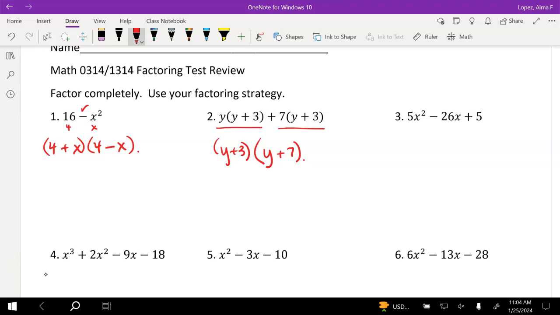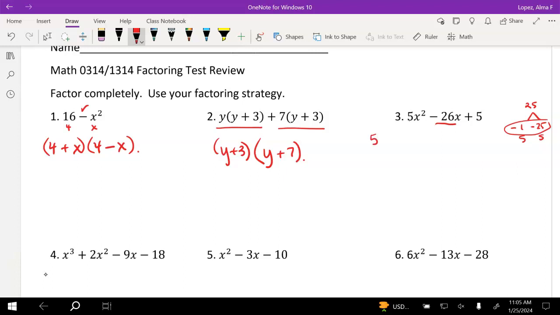The next one is a type 2 trinomial. I noticed they don't have anything in common that I can factor. It's a type 2 because it does have a 5 out in front of our squared term. So I'm going to multiply the 5 and the 5 together, which is 25. Factors of 25 are 1 and 25, and 5 and 5. If I'm trying to make them add up to a negative 26, I'm going to make the 1 and the 25 both negative. They add up to be negative 26, but they still multiply out to be 25.